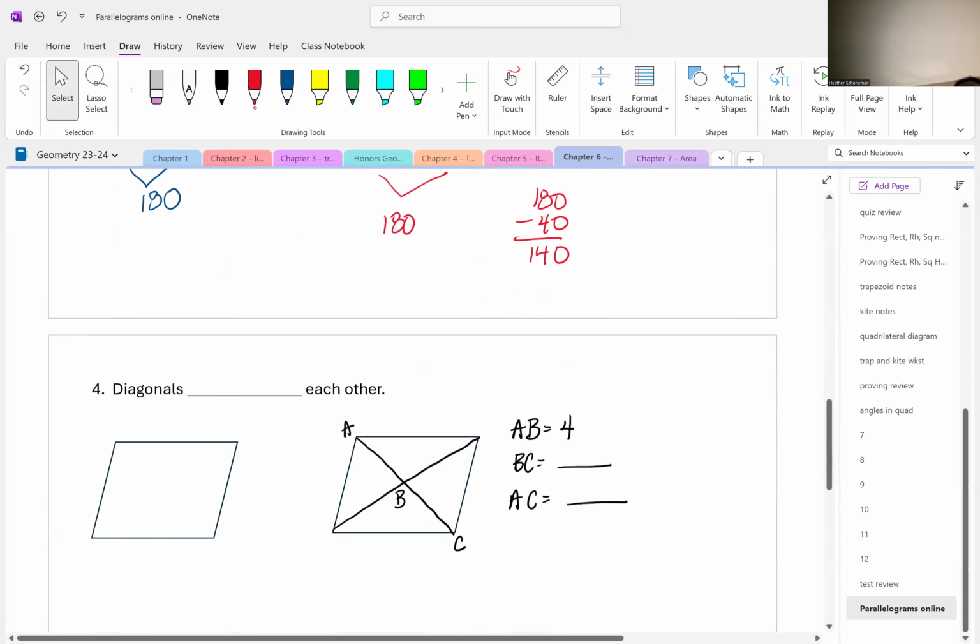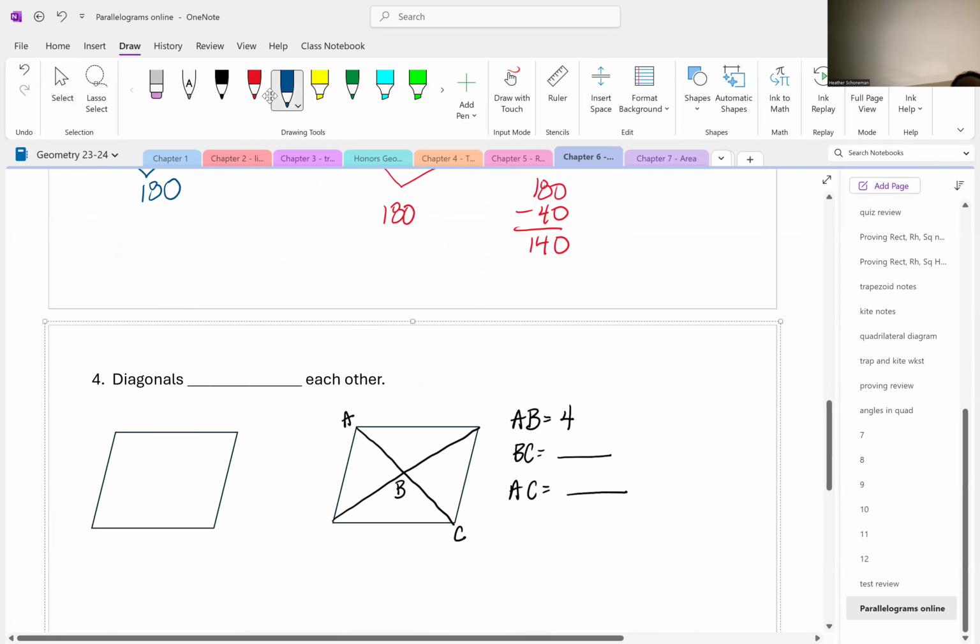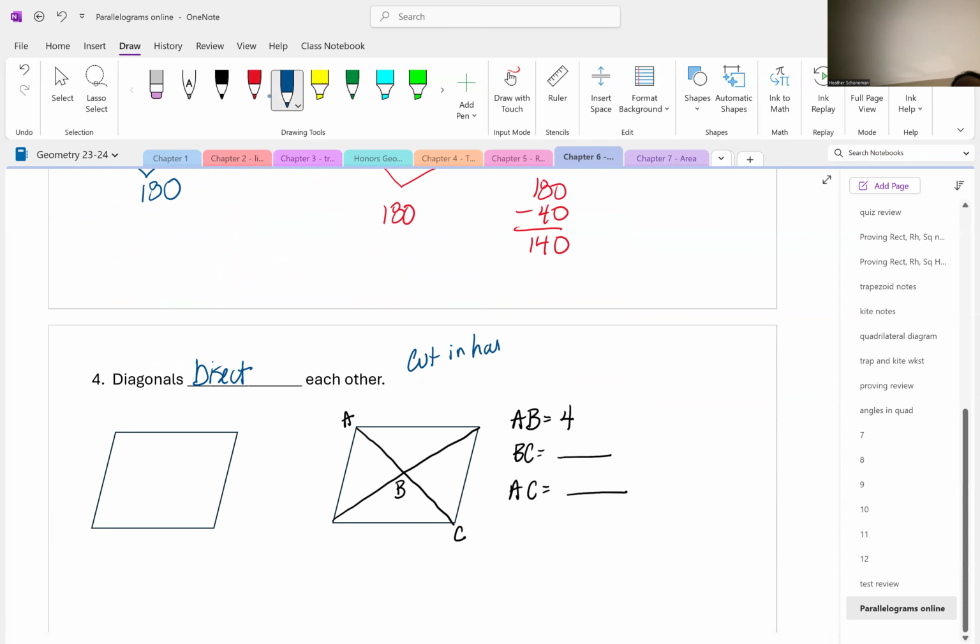All right, and then the last one is the diagonals bisect each other. That means they cut each other in half. Okay? So if I were to draw on the diagonals, and the diagonals connect two non-consecutive points, okay, that means the top left is the same as the bottom right, and the bottom left is the same as the top right. So if we were to look at this example and it says that AB is 4, it wants us to find BC. Well, BC would also have to be 4, and then AC, the whole thing, is 8.